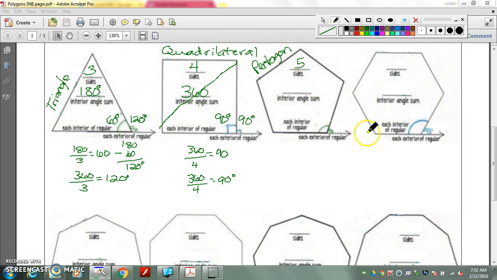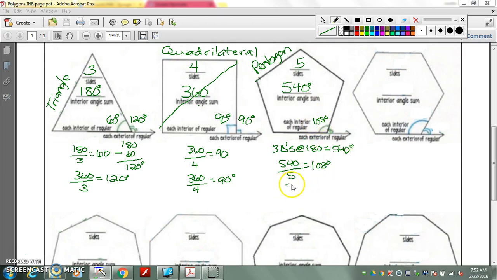This one has 5 sides. Now if I start at one of these vertices and I draw the diagonals in, I get 3 triangles. Well, 3 triangles at 180 degrees each comes out to 540 degrees. So the sum of the interior angles of a pentagon is 540 degrees. I can find each one, if it's regular, by dividing 540 by 5, and I get 108 degrees.